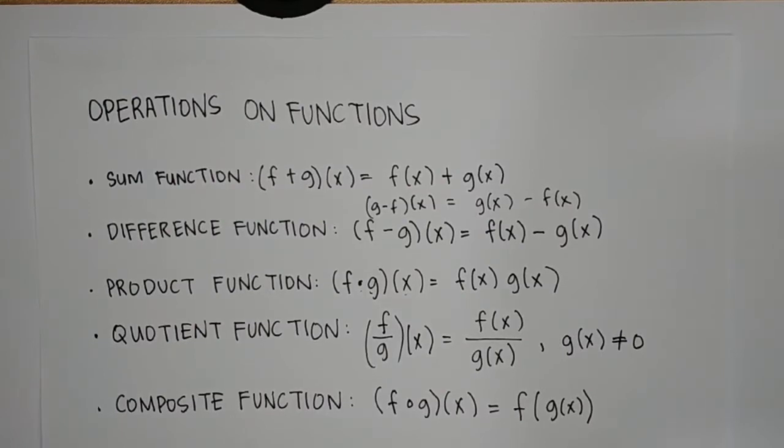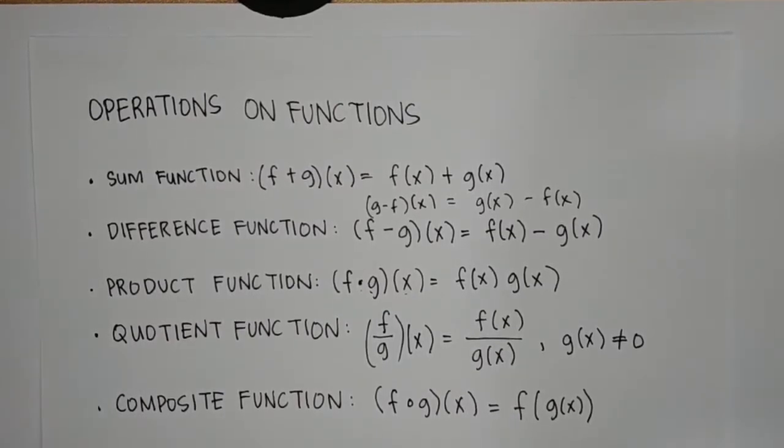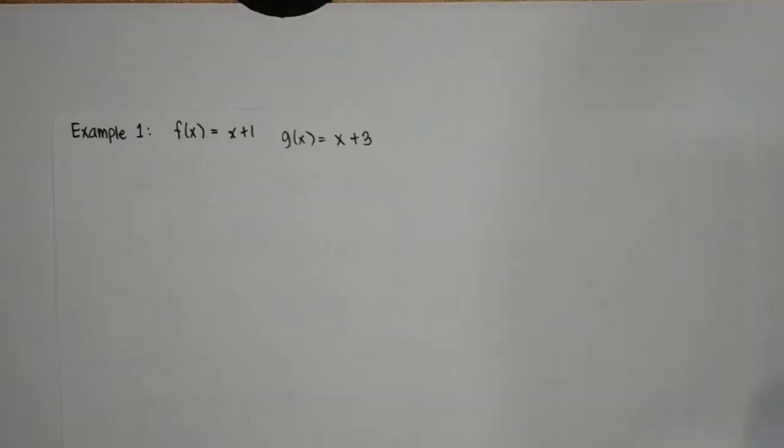And we have here the composite of a function. If we have f composed of g, it is equal to f of g of x. So this g of x is like the f will take in the value of g of x. That is how the composition of our function works. Okay? So let's have some examples to understand our operations on functions.